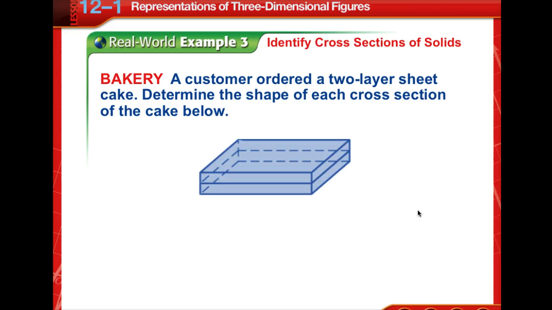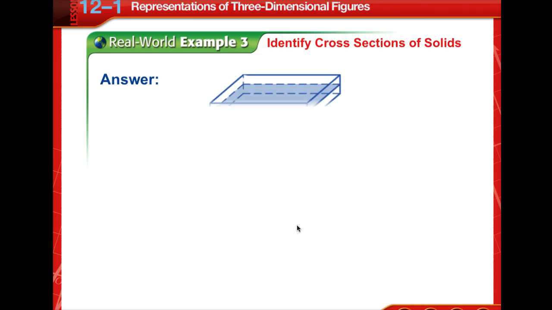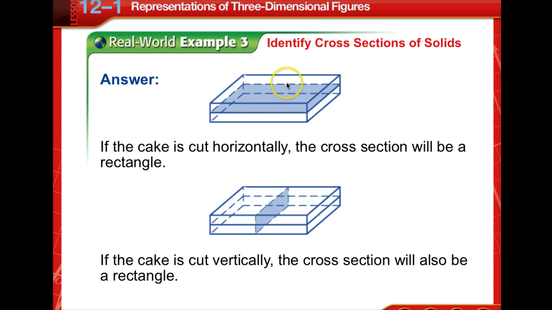A cross-section is the intersection of a solid and a plane. The shape of the cross-section formed by the intersection of a plane and a three-dimensional figure depends on the angle of the plane. A customer ordered a 2-layer sheet cake, so notice we've got 2 rectangular pieces, 2 layers. Determine the shape of each cross section of the cake below. Well, if we do a cross section horizontally, then the cross section will be a rectangle. If the cake is cut vertically, the cross section will also be a rectangle, a much smaller rectangle.